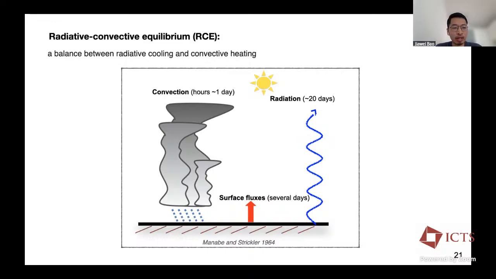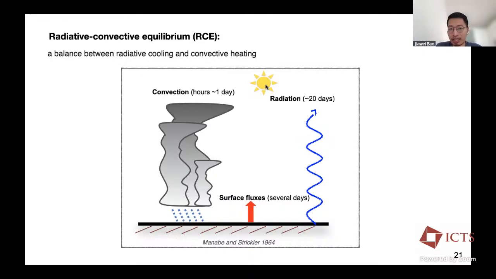There's no rotation, no large-scale circulation. So the essential balance framework here is a balance between radiative cooling of the atmosphere and convective heating. In such a simple system, there are three main important processes: convection, surface fluxes, and radiation.